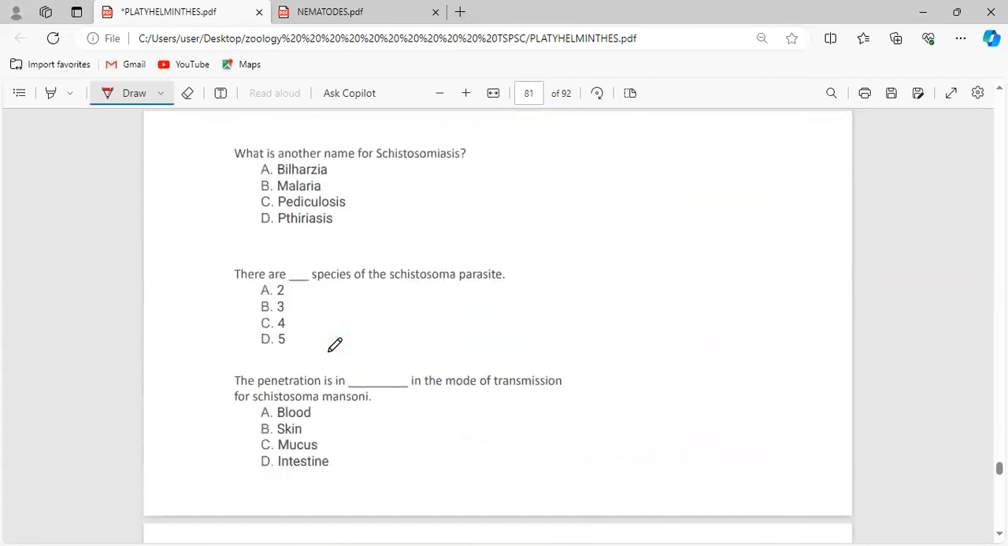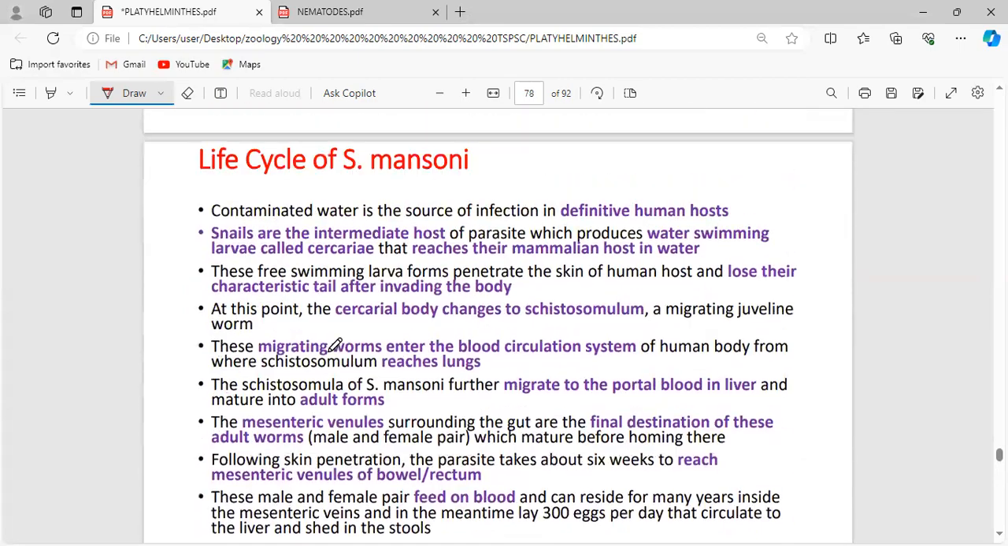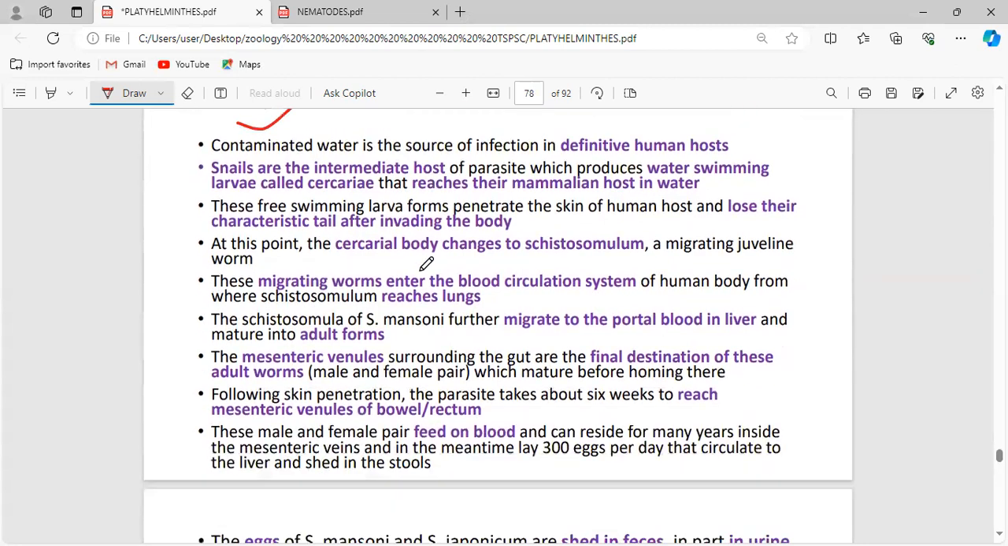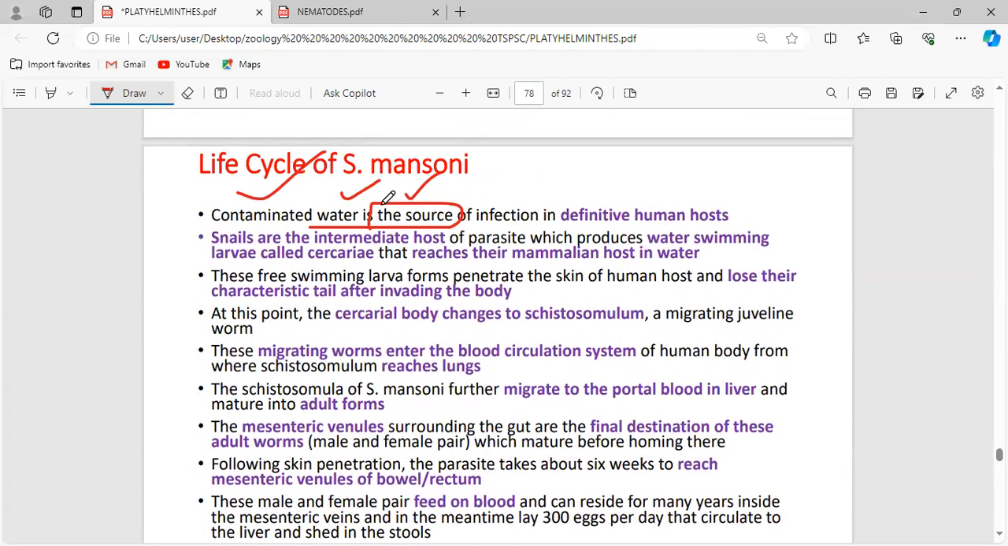So, the life cycle of Schistosoma mansoni. This is the summary I have explained here. The contaminated water is the main source. We have studied that from the contaminated water, there is a stage which enters the primary host. Just tell me: from the contaminated water, it reaches the human host where it causes the infection.